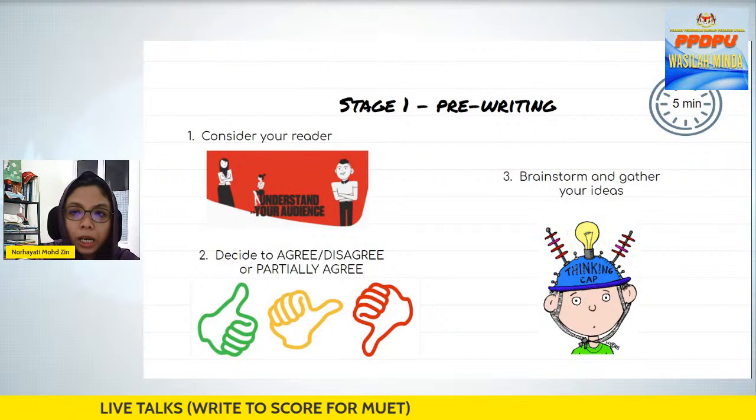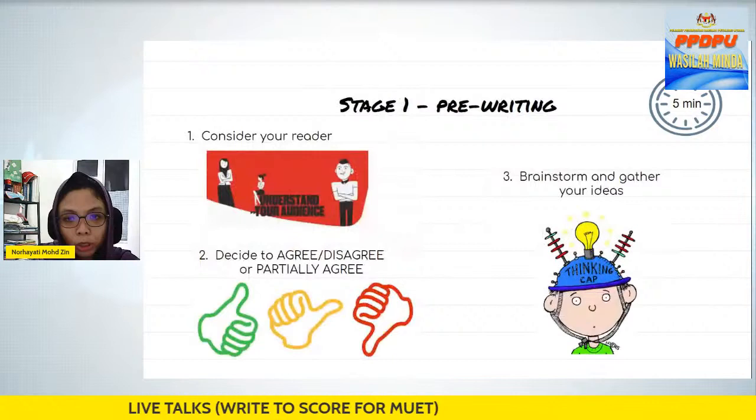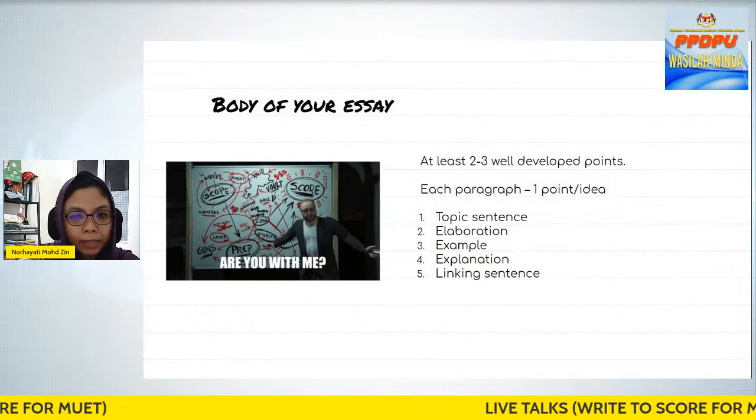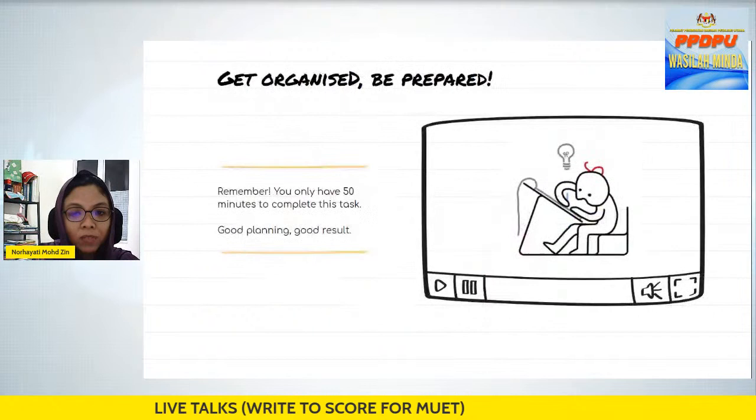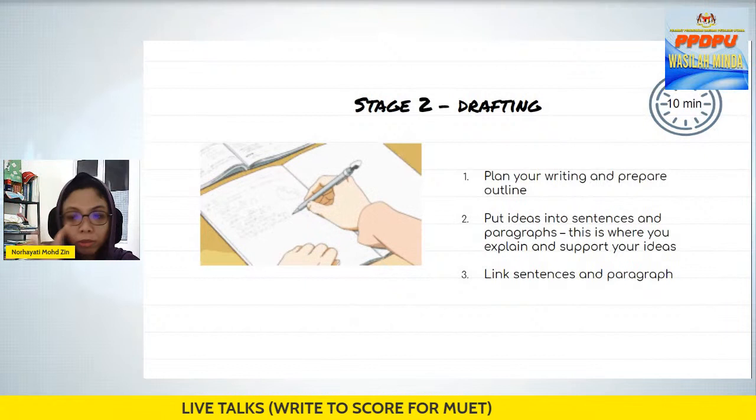Now, the next 10 minutes, this is where you draft. Remember just now you have your stand, you have your points. Now remember when we talked about your body just now, make sure that you have your topic sentence, your elaboration, your example. So make sure that you have these five things when you do your drafting. Write down, this is very important. Within these 10 minutes, you must be able to write all this. Put 10 minutes, plus minus 10 minutes.